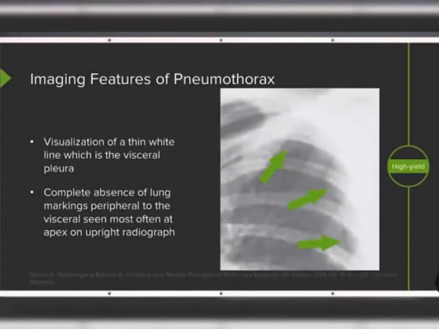Pneumothoraces can actually be very difficult to see, and you have to train your eye to looking at these. So let's take a look at a few examples, and then feel free to pause and take a good look at these so that you can just train your eye to visualizing these.